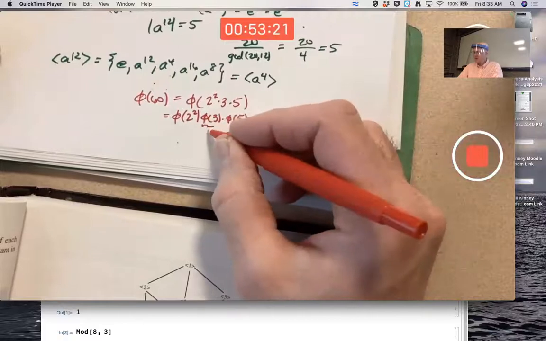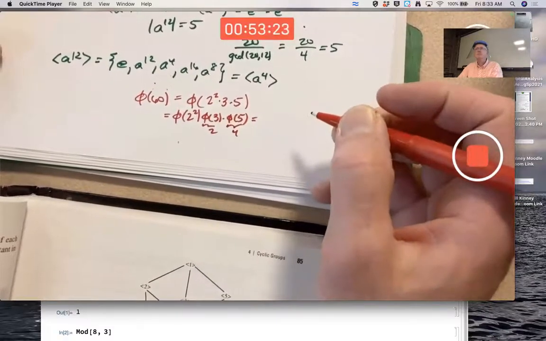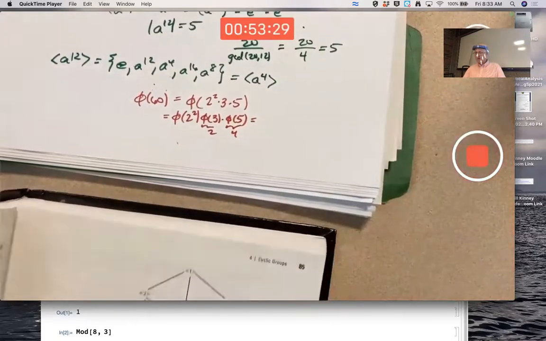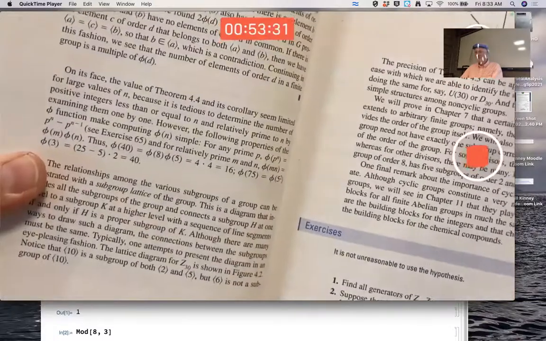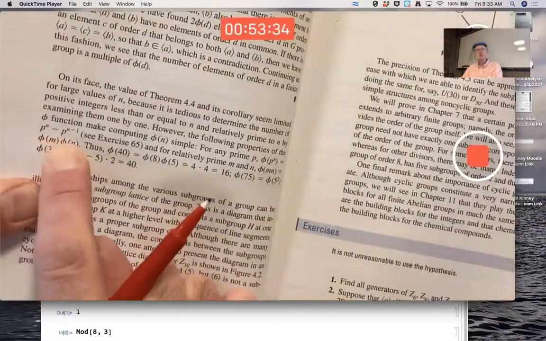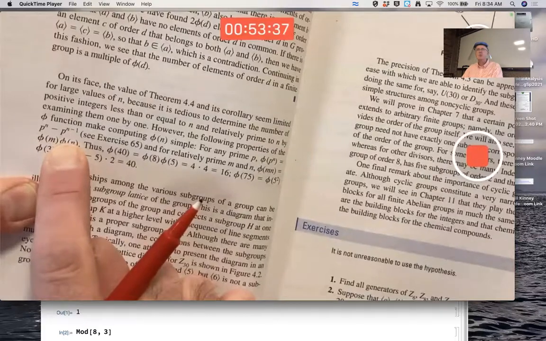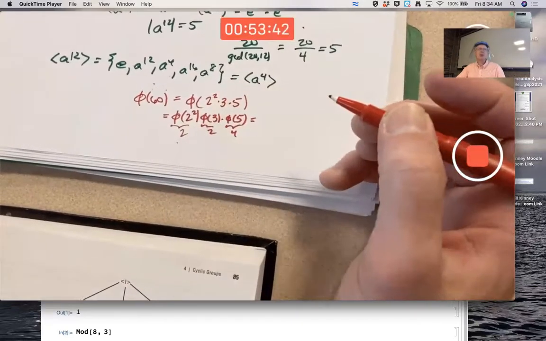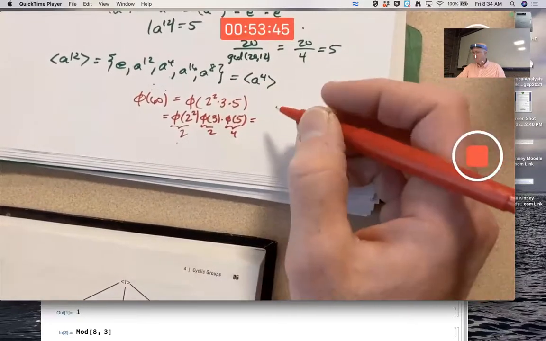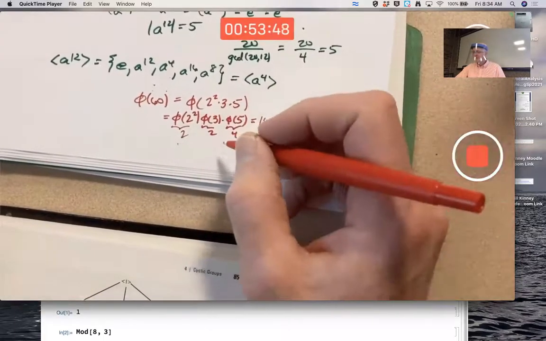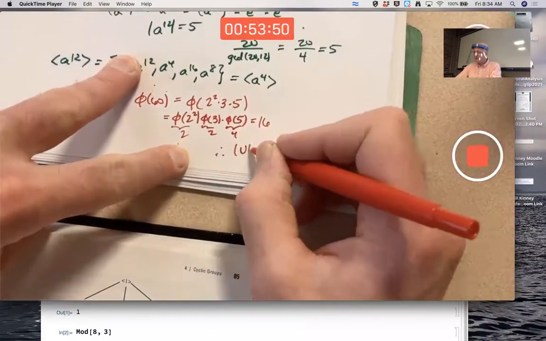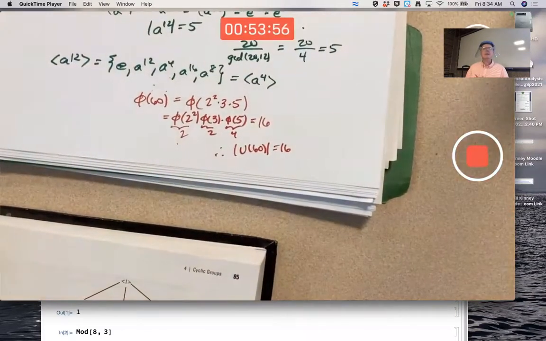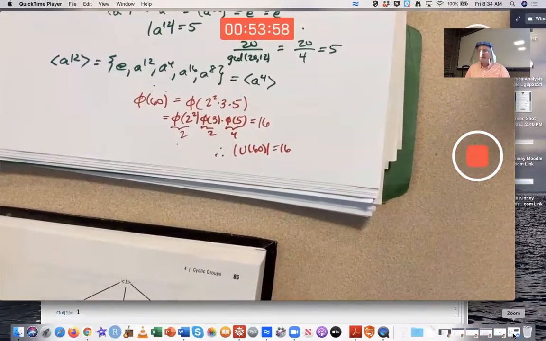Phi of 3 is 2, phi of 5 is 4, because those are prime numbers. Phi of 2 squared: 2 is a prime, and so 2 squared is a power of a prime, and according to this formula it is 2 squared minus 2 to the first. 4 minus 2 is 2. Yeah, 1 and 3 are relatively prime to 4. So this is 2 times 2 times 4, which is 16. Therefore, the order of U(60) is 16. Did we see 16 units when we used Mathematica?